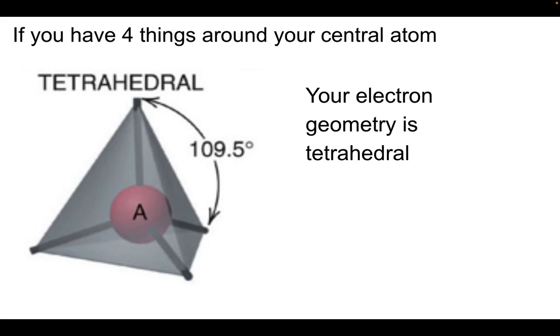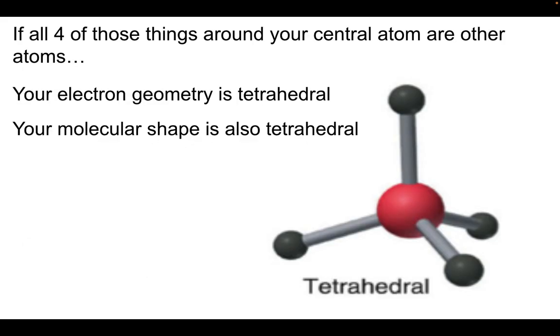It's not that bad. Okay, if you have four things around your central atom, you have a tetrahedral, which in 3D looks like a tripod. So if you have four things, I don't care what those four things are, your electron geometry is tetrahedral. Tetra meaning four. If all four of those things are atoms, your electron geometry and your molecular shape are tetrahedral. Okay, so 1, 2, 3, 4 atoms. And they're going to be 109.5 degrees apart from each other. No, you don't need to memorize that.